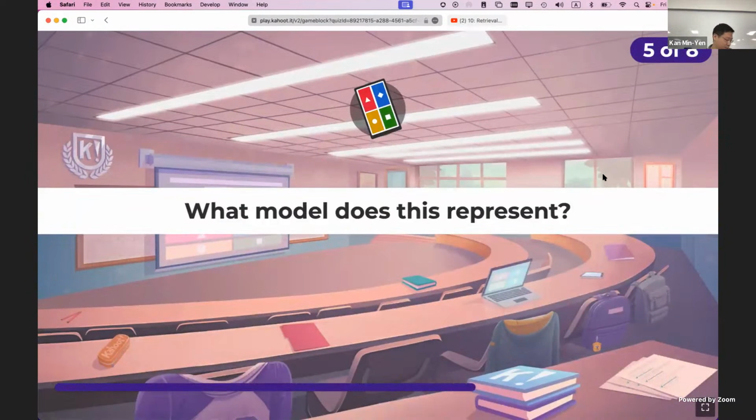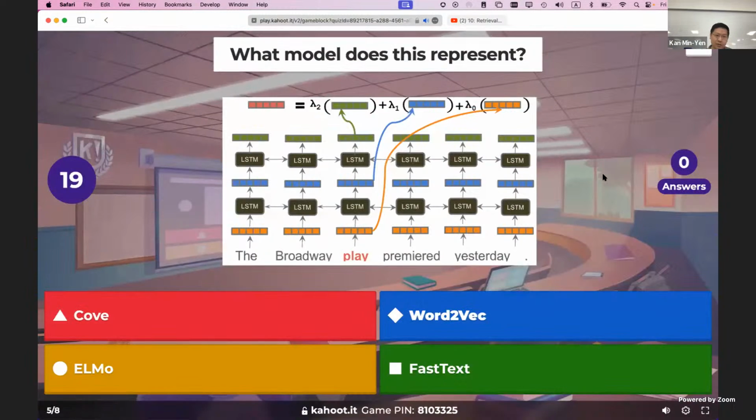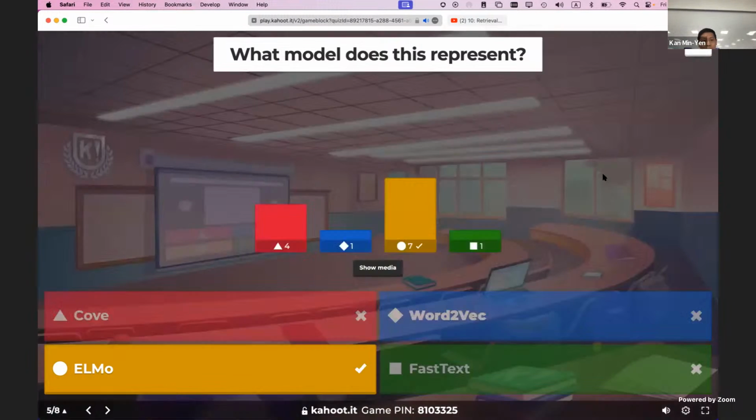What model does this represent? Yes, it's ELMo. So the presenter showed two types of models, CoVe and ELMo. In CoVe, we are taking hidden states of only the last layer. In ELMo, it's taking all the layer hidden states into the generation.